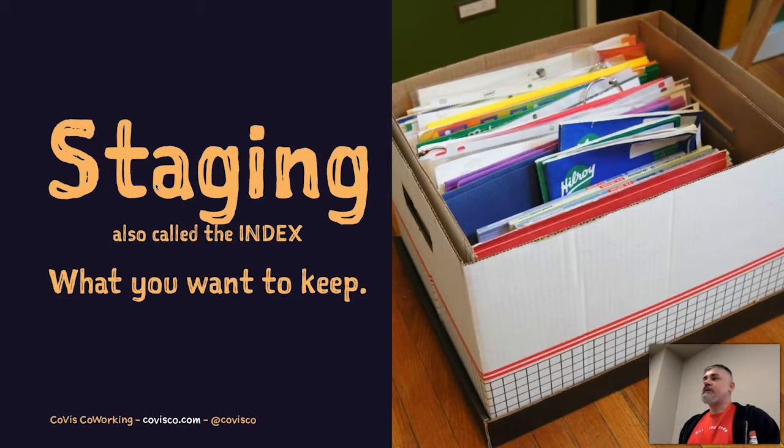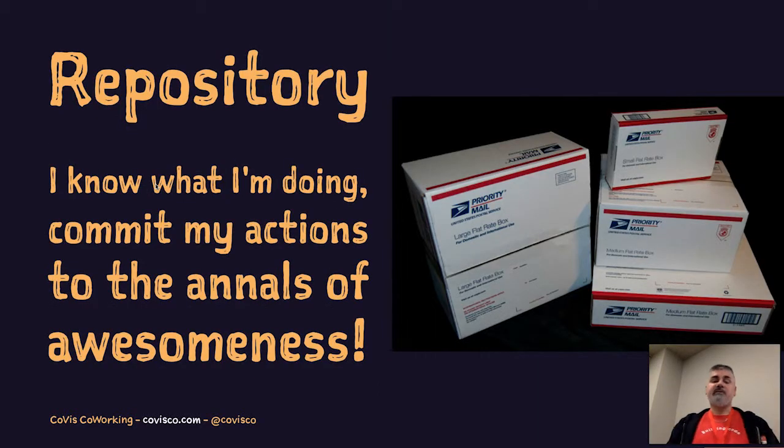When you use git add and you put it in the index or staging, you're basically saying, this particular piece of paper, I'm going to put it in a box. I want to use that later. I got something like this is important. This is different than the rest. Something's changed. It's basically the files you want to keep that have changed. And then the repository, you're saying, I know what I'm doing, commit my actions to the annals of awesomeness. It's the equivalent of taking that box, sealing it up, sticking it in the mail. It's sealed, your change is now permanent. So those are the 3 different stages that you deal with.